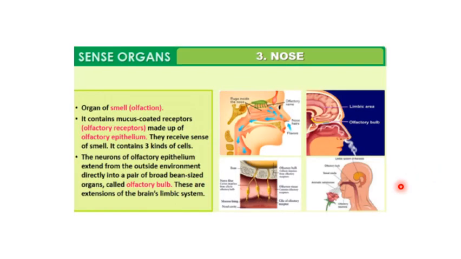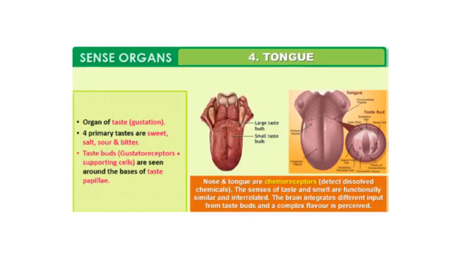The organ for smell in our body is the nose, also called olfaction. That is another name for smell. It contains mucus-coated receptors which are made up of olfactory epithelium. They receive the sense of smell, and it contains three types of cells. The neurons of the olfactory epithelium extend from the outside environment directly into a pair of broad bean-sized organs called the olfactory bulb. These are the extension of the brain's limbic system.